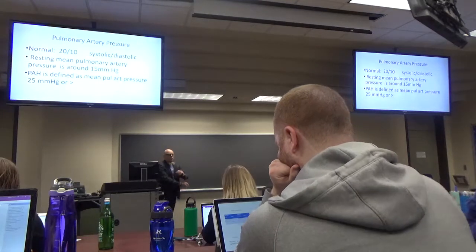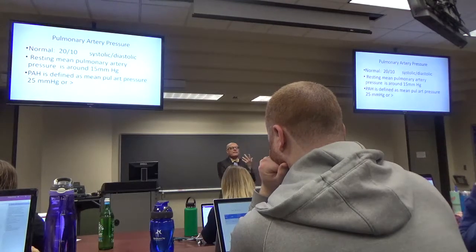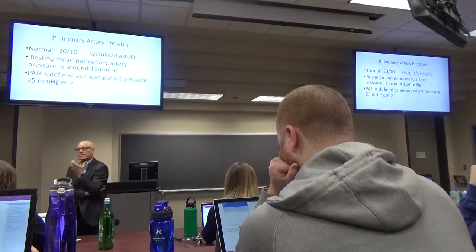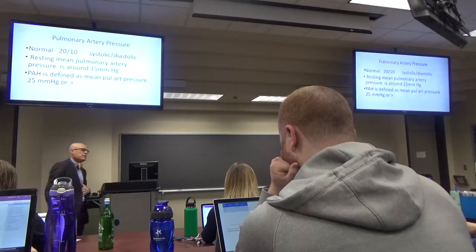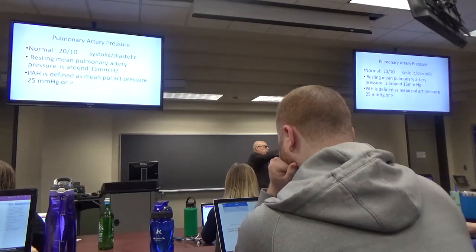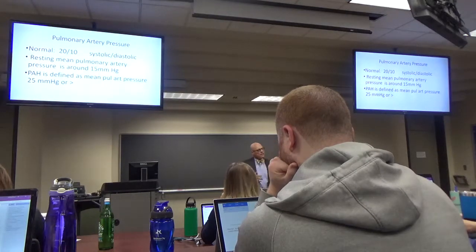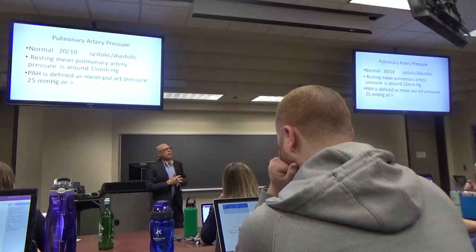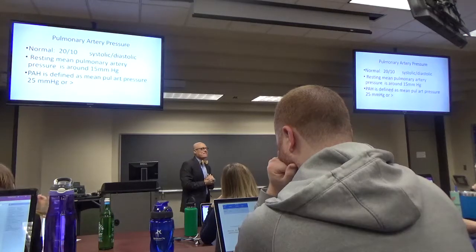Okay, so what's the pressure in the normal pulmonary artery? 20/10. 20 is the pressure in the pulmonary artery at the end of ventricular systole, as the right ventricle is contracting to put the blood into the pulmonary artery. And after the pulmonic valve has closed, the pressure in the pulmonary artery is 10. It's just like over on the other side of the heart, 20/10. Now, that means that the resting mean pulmonary artery pressure is around 15.